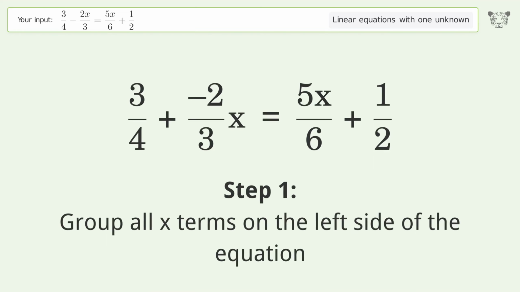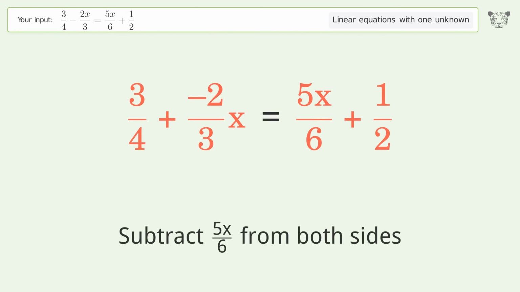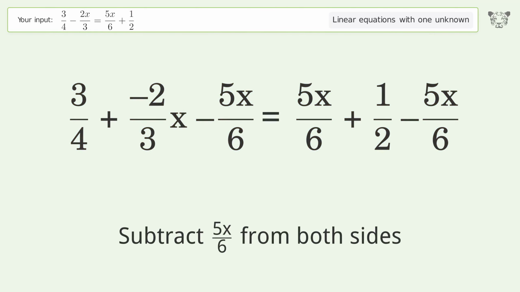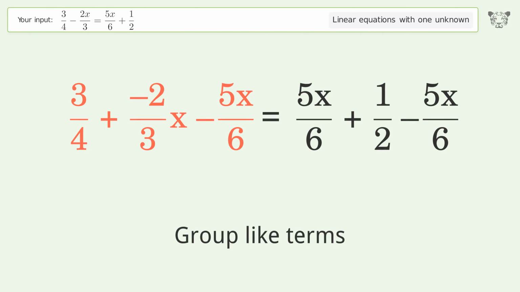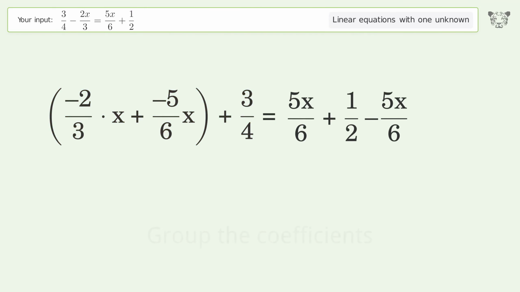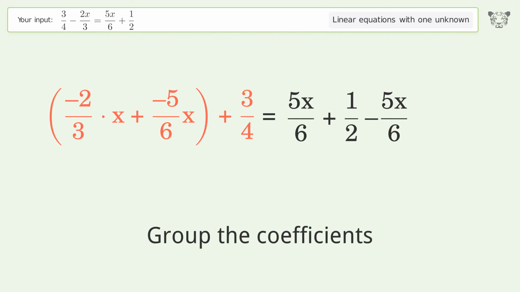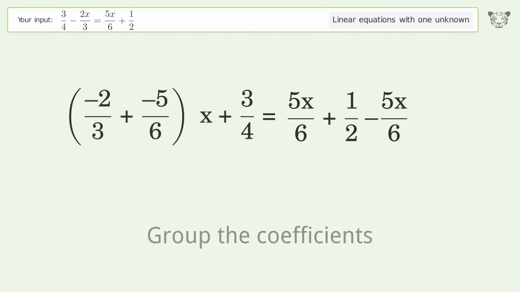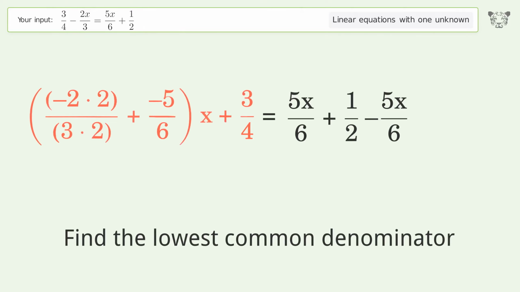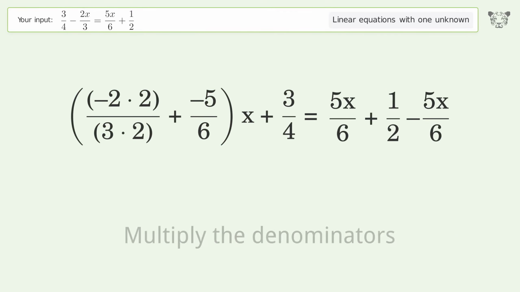Group all x terms on the left side of the equation. Subtract 5x over 6 from both sides. Group like terms. Group the coefficients. Find the lowest common denominator. Multiply the denominators.